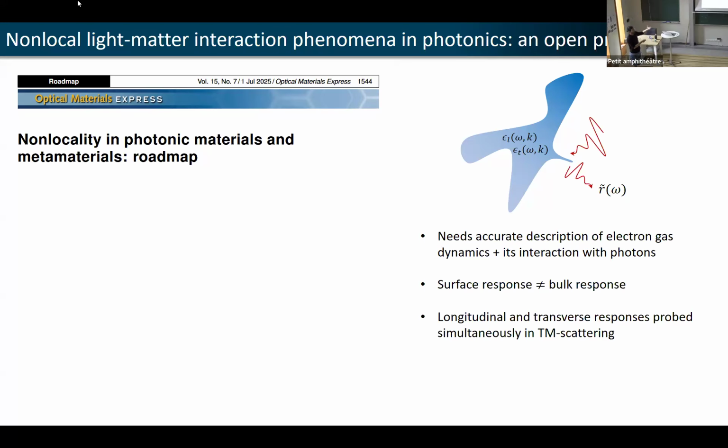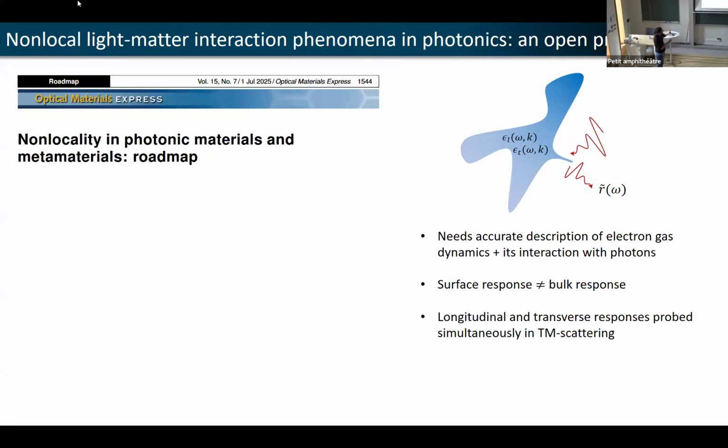So first you have different permittivities, whether they are transverse or longitudinal. So you need an accurate description of interaction with photon. The problem when you have a finite photonic system is that, of course, even if you know very well the bulk response of your system, the surface response is different. That adds one complexity to the problem.